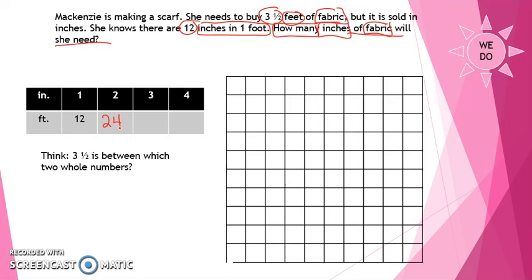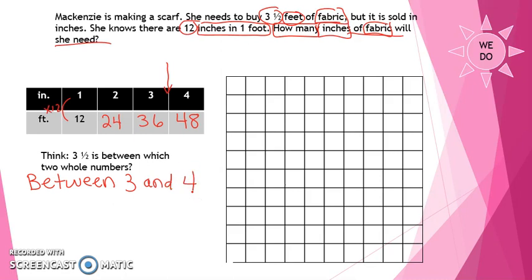Each time the relationship is going to be times 12, because 1 times 12 is 12, 2 times 12 is 24, and so on. So then we'll have 36, and we'll have 48. But the real thing that I want to show you here is that we need 3 1/2, a number that doesn't exist in the chart. So we need to think to ourselves, between which 2 whole numbers is 3 1/2? And we can say that it is between 3 and 4.